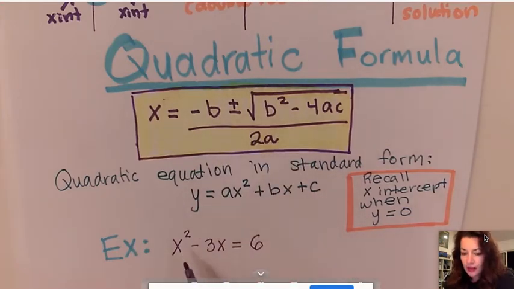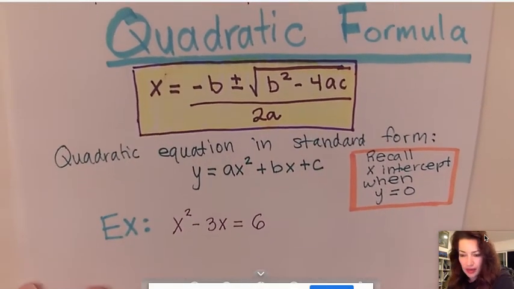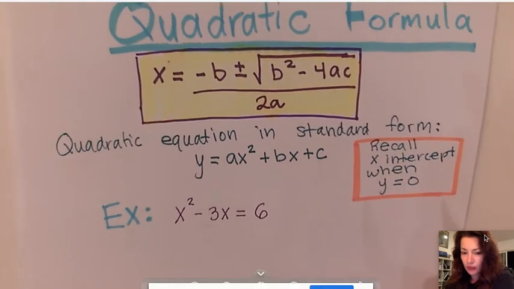So let's go ahead and look at the first equation, x squared minus 3x equals 6, and see, is it in standard form? So ask yourself, is this equation in standard form? If you said no, it is not, you are correct. So next we need to put the equation in standard form. So we need to bring this 6 over to the left side. So we are basically going to subtract 6 from both sides.